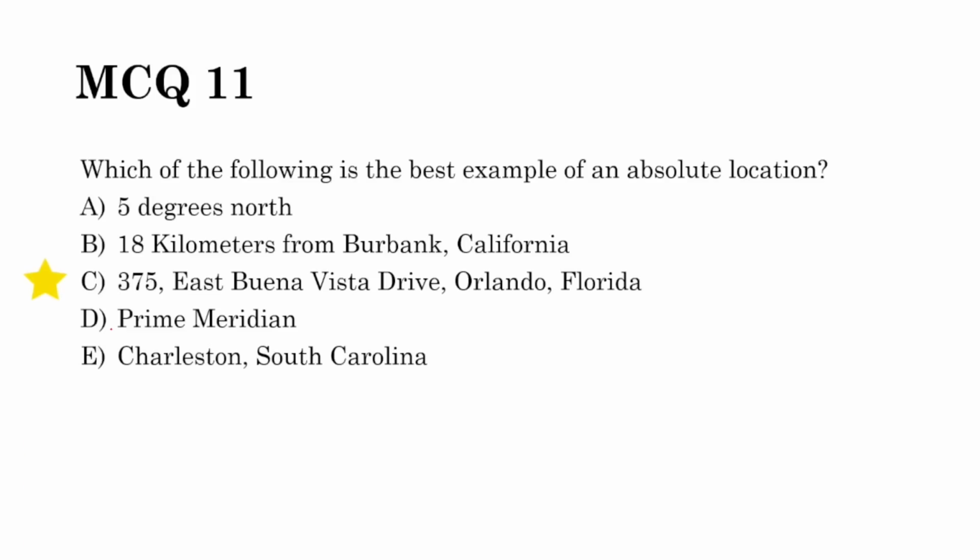D, the prime meridian, that's not a location. And then E, Charleston, South Carolina. It's not very specific. It's over 100 square miles, has over 150,000 people in Charleston. So it's not an absolute location because we can't pinpoint where in Charleston or who in Charleston. If we had a specific business or a residential facility in Charleston with a street address or even a zip code, that would be a way better answer choice, but it's not.